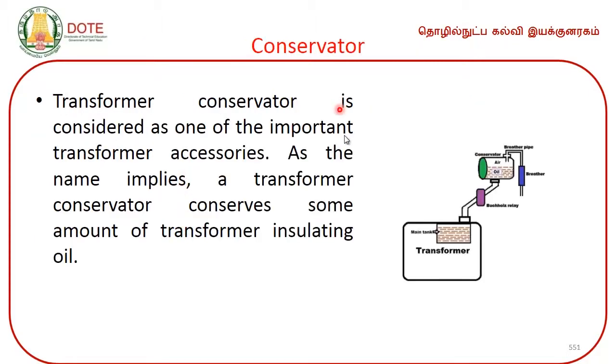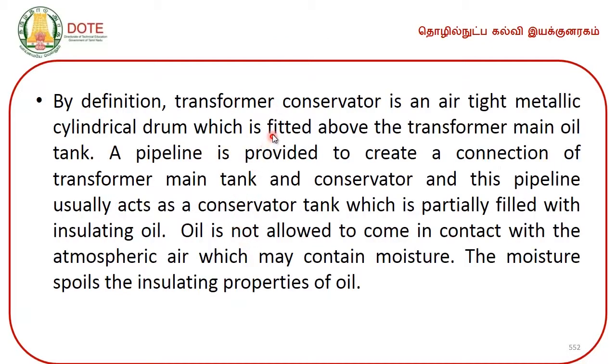First of all, we will deal with the conservator. So, this is the schematic diagram of a conservator. Transformer conservator is considered as one of the most important transformer accessories. As the name implies, a transformer conservator conserves some amount of transformer insulating oil. By definition, the transformer conservator is an airtight metallic cylindrical drum which is fitted above the transformer main oil tank. A pipeline is provided to create a connection of transformer main tank and conservator, and this pipeline usually acts as a conservator tank which is partially filled with insulating oil.